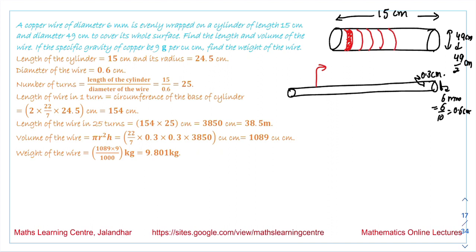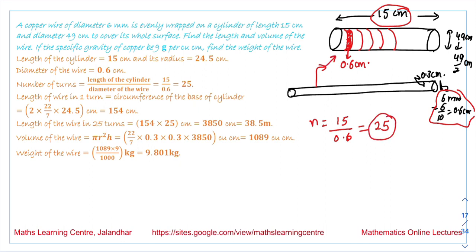Now, what is the width of this one rotation? It is equal to the diameter, that is 0.6 centimeter. The total length we want is 15 centimeters. So the number of rotations that we will have is 15 by 0.6, which is equal to 25 rotations. So it means if we have to wrap this wire on this cylinder, it will have a total of 25 rotations.